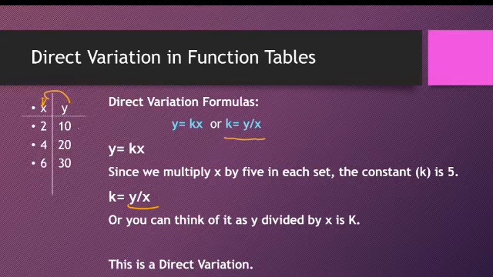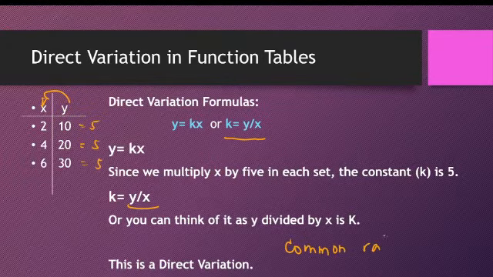So 10 divided by 2 is equal to 5. 20 divided by 4 is equal to 5. 30 divided by 6 is equal to 5. So therefore, we can consider this table as a direct variation, kasi meron tayong tinatawag na common ratio. Okay? So kapag may common ratio, therefore, we can consider it as direct variation.